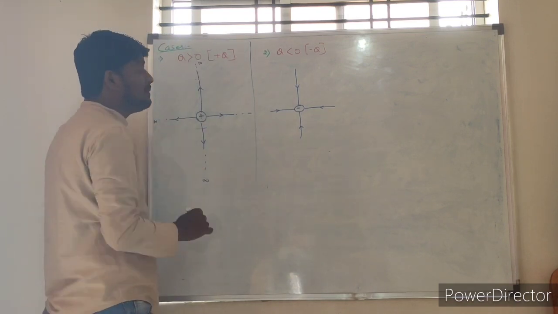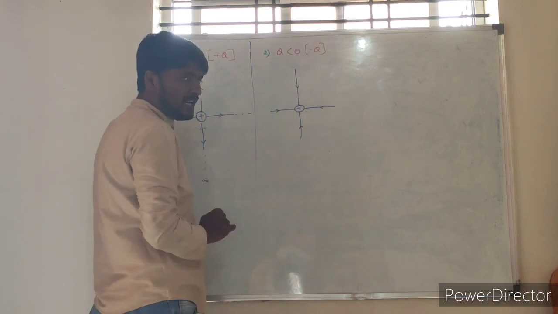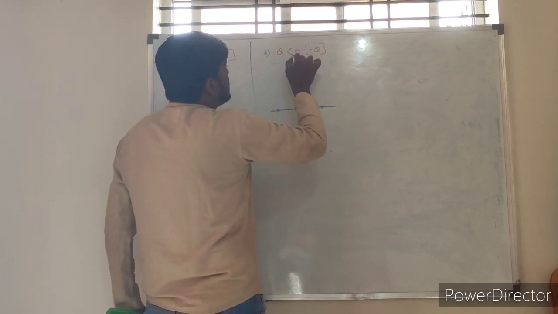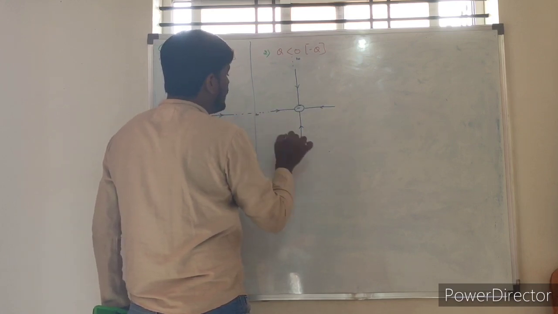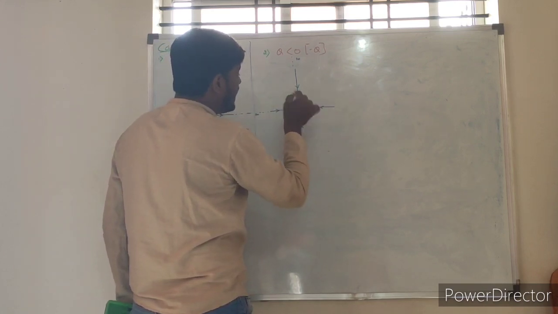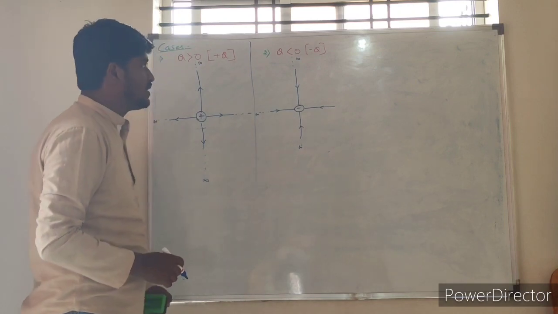They end at infinity. Similarly, if source charge is negative, they start their journey from infinity and move towards the core of the negative charge. They end at the negative charge.